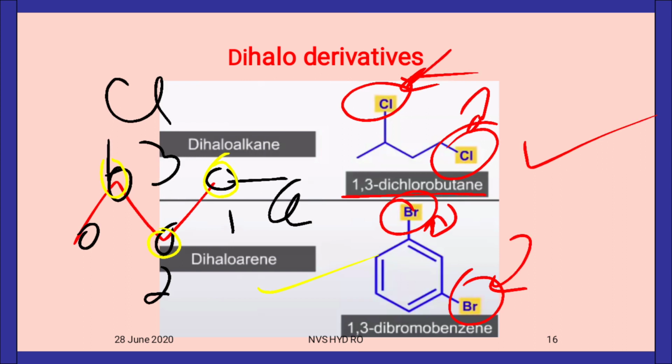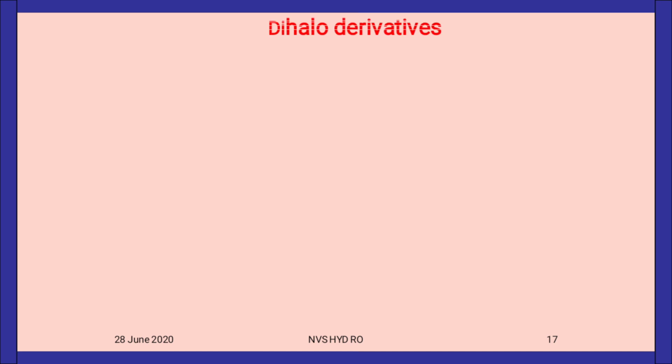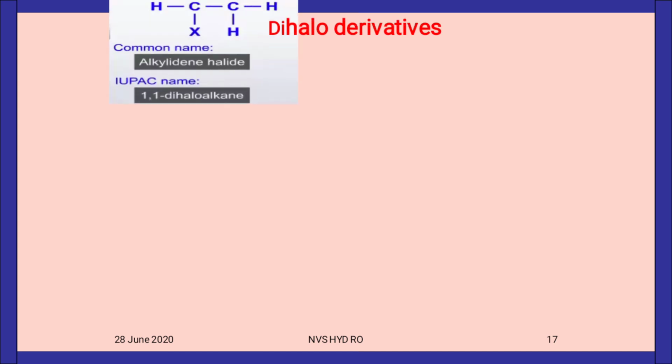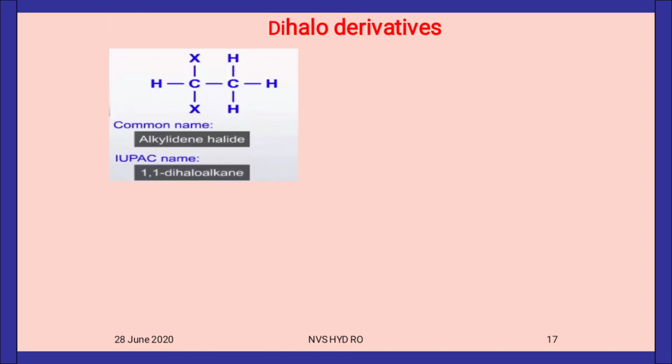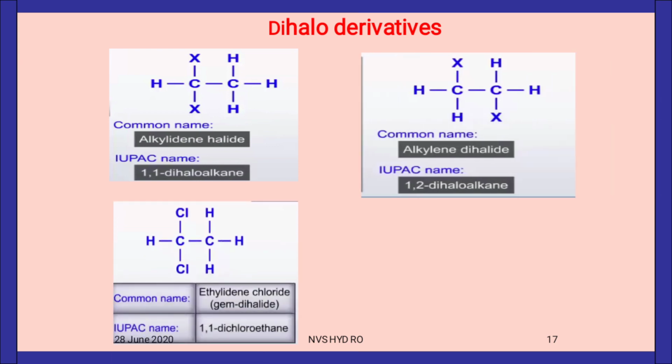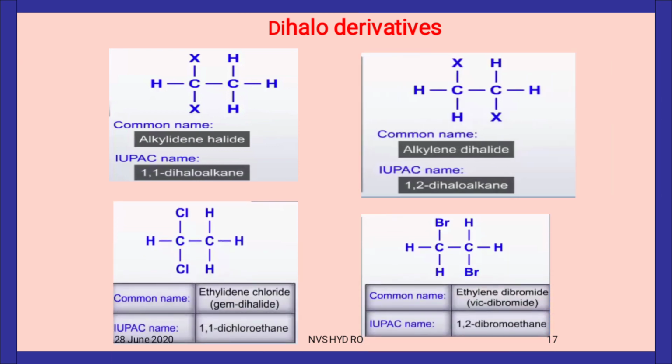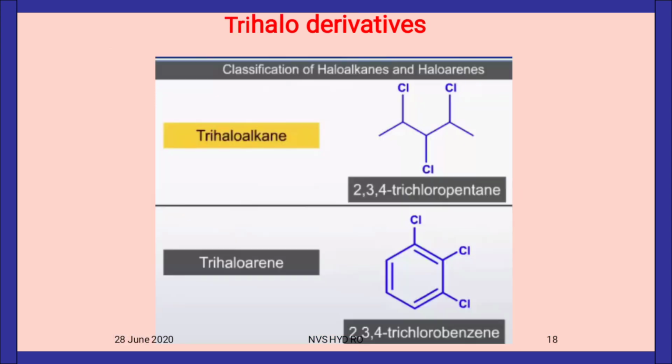Similarly, in the case of haloarenes, got it? Next would be again other examples of the dihalo derivatives. You can clearly see these and also read their names. Then come the trihalo derivatives. Again, 3 chlorines are substituted in the place of hydrogen.